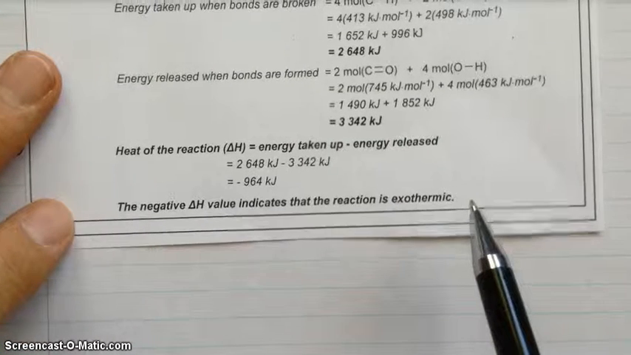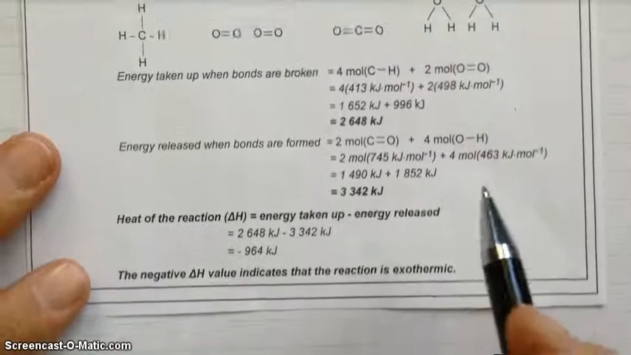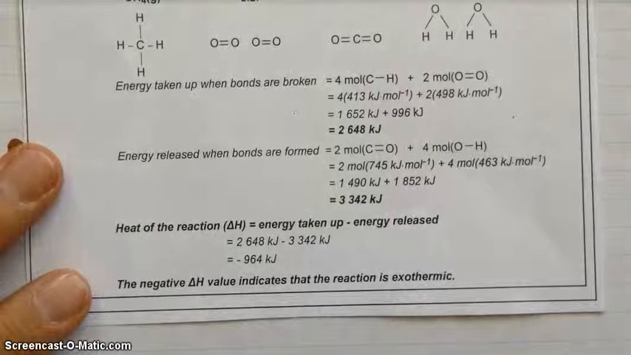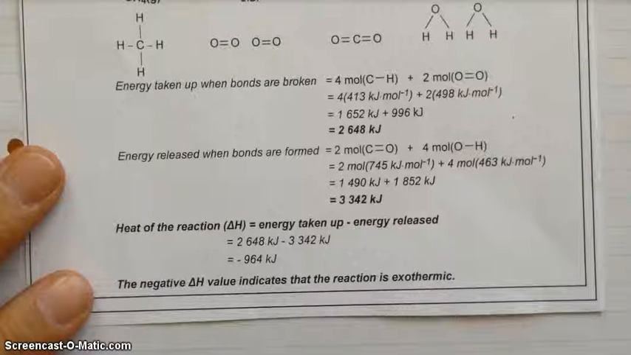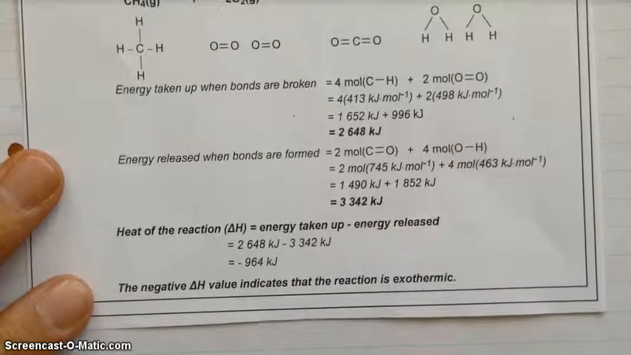So that is just an example of how they can actually ask it by giving you the table of bond values, bond energies. Now remember what bond energy is. It is the amount of energy taken up or amount of energy released when bonds are formed or broken. Right. Thank you.